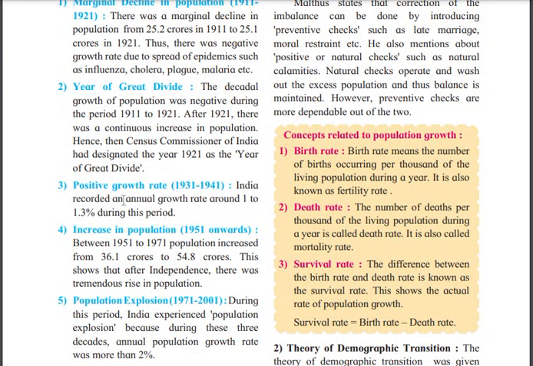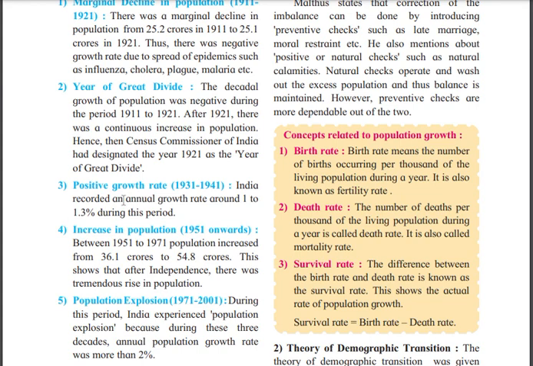And then positive growth rate. So what is positive growth rate? Negative to positive. From 1931 to 41, India recorded an annual growth rate of around 1 to 1.3% during this period. Okay, so India has grown 1% to 1.3%. So it was a positive growth rate, then an increase in population.